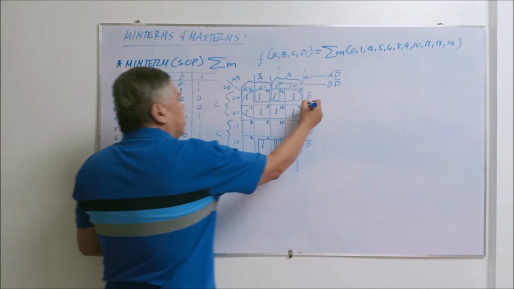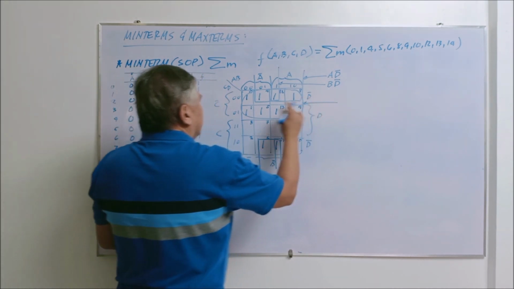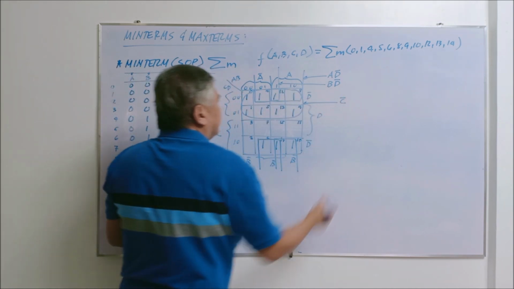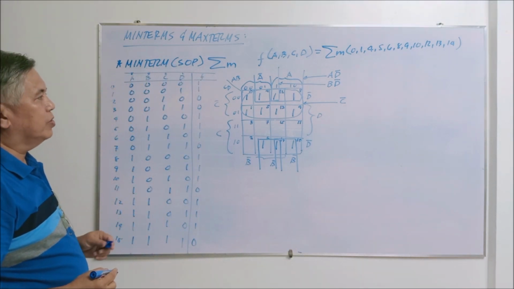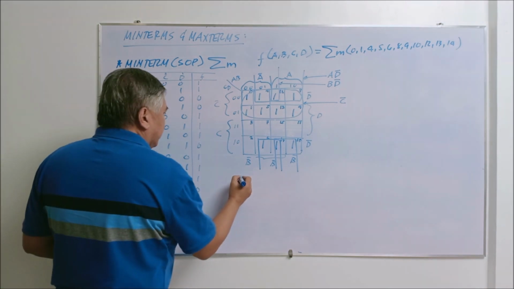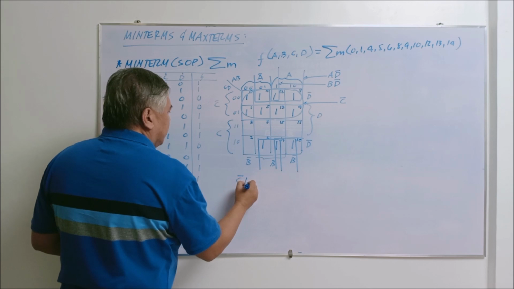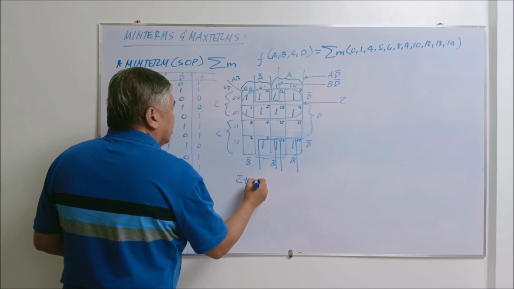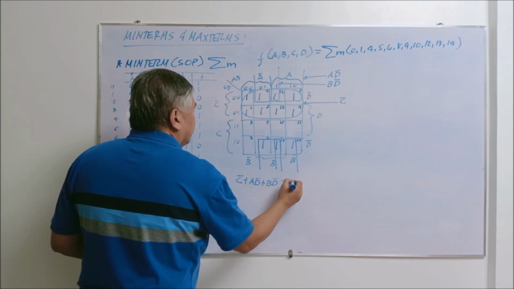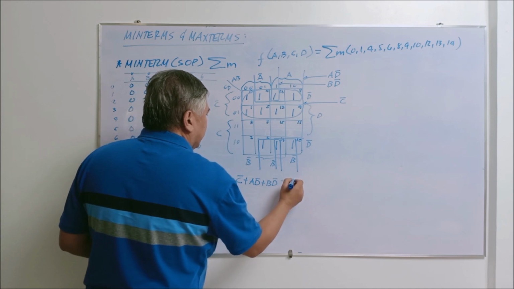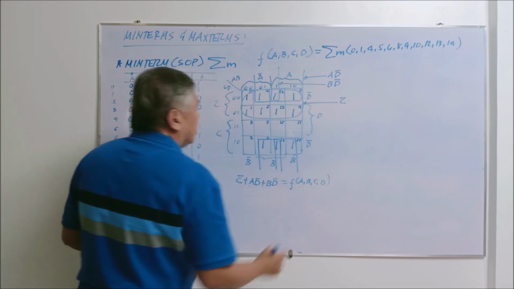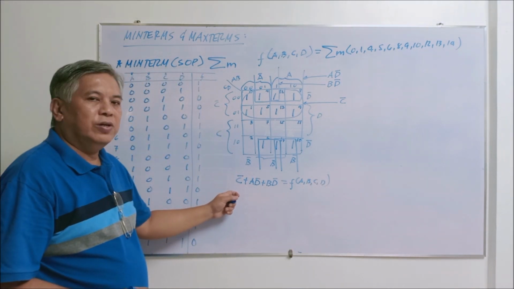Okay? And then you have 8 adjacent cells. This belongs to C only. C bar. Okay? So that will be our equation. So the final equation will be C bar plus A D bar plus B D bar is equal to F as a function of A, B, C, and D. Okay? This will be your equation.